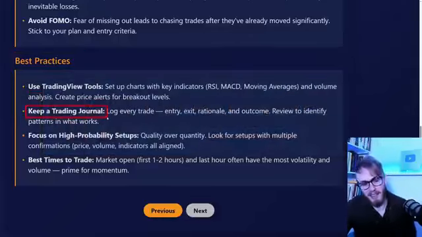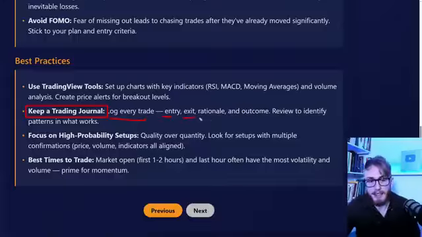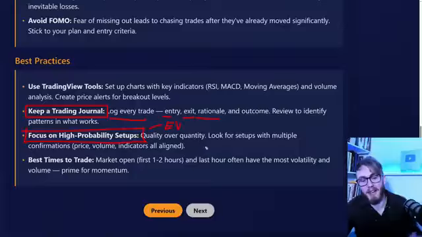Another best practice that I haven't really talked about too much is to keep a trading journal. Logging your trades, your entry, exit, and also reasoning behind the moves can be a very good best practice. Another key idea here is to focus on high probability setups. One very important concept to understand is something called expected value.